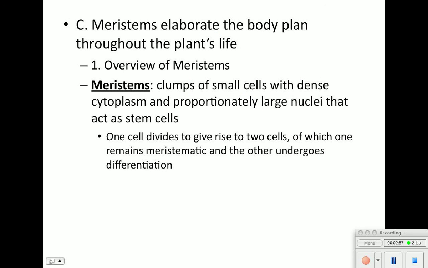Meristems are kind of like stem cells for plants. They will build the entire body plan of the plant. They're clumps of small cells with large nuclei. When one cell divides, it gives rise to two cells, and one remains meristematic, so it remains as a stem cell, but the other undergoes differentiation to produce all three types of tissues and specialized cells that plants have.